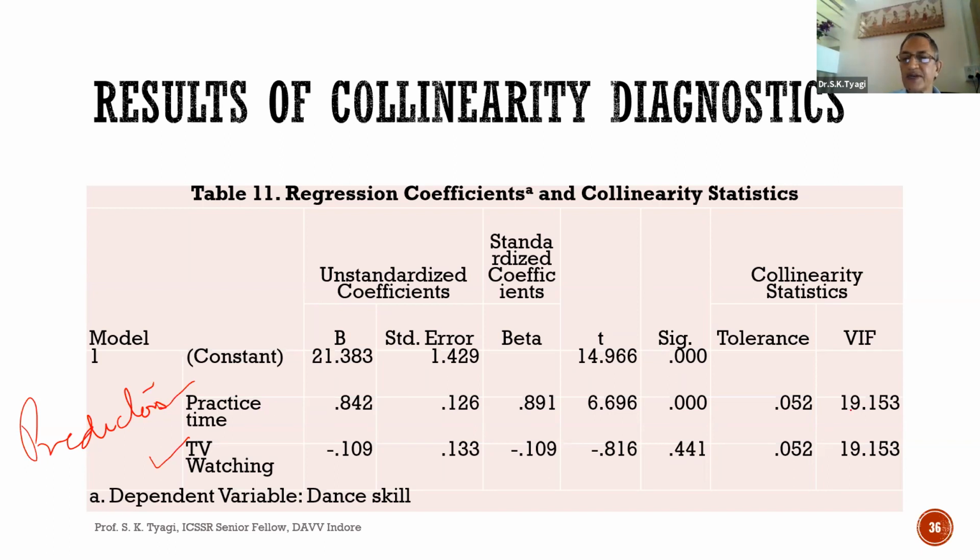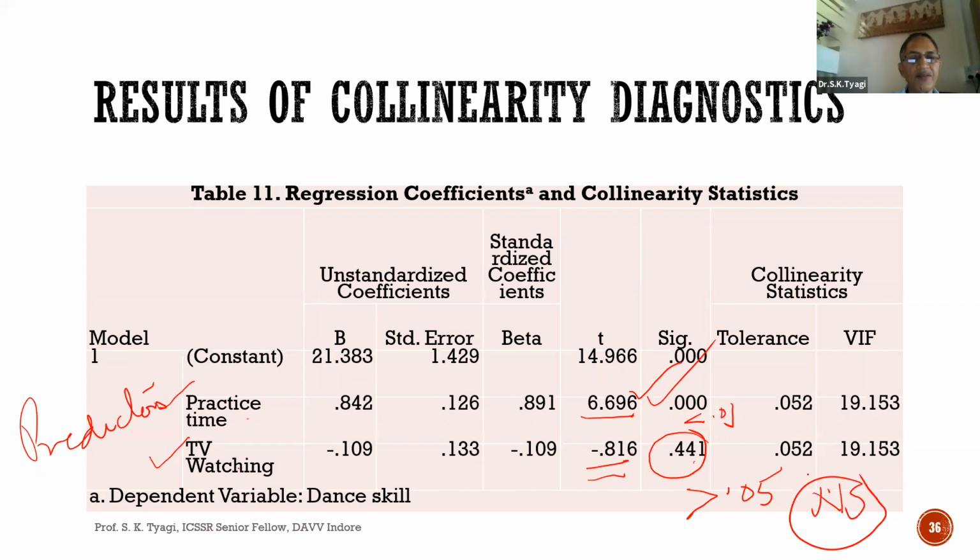Practice time is a significant predictor. The t value is this, and the p value is less than 0.01, so it's a significant predictor. But TV watching, the t value is minus 0.816 and the p value is 0.441, which is greater than 0.05. Therefore, it is not significant.